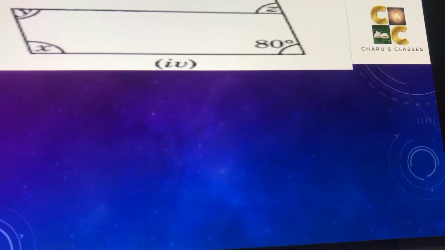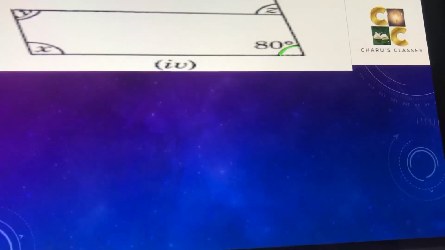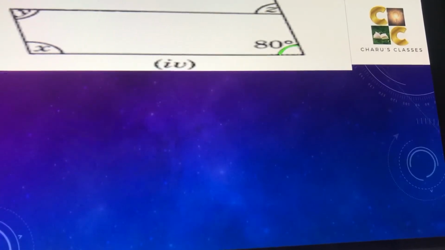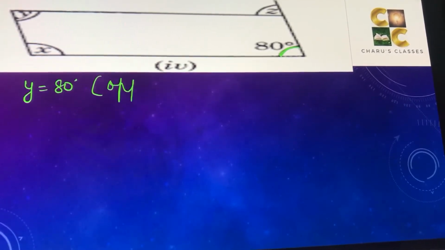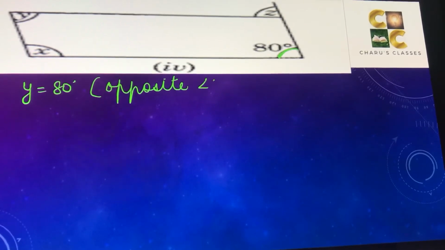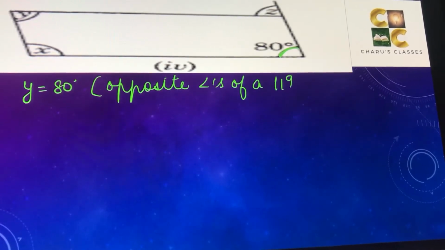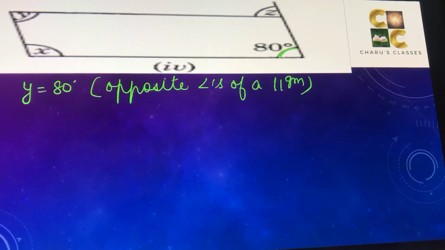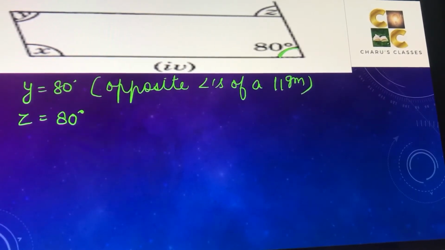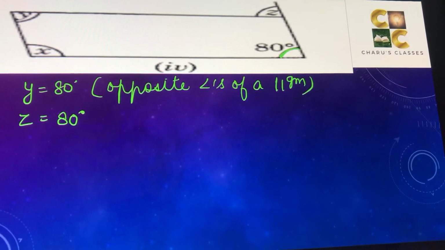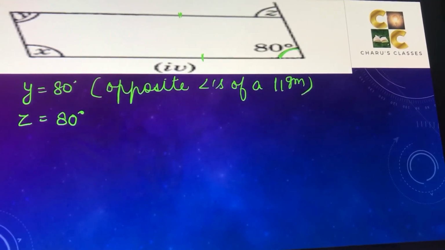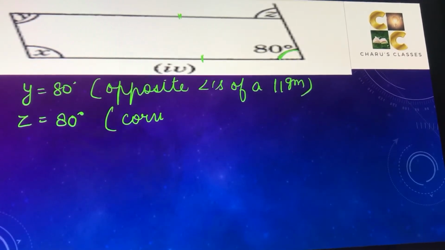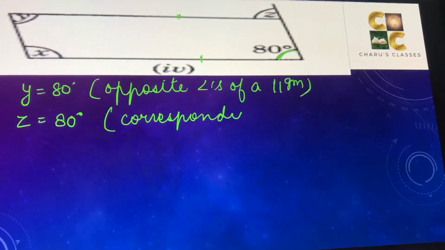Fourth part, in this one angle is given to us, this is 80 degrees, and the other angles they have asked. So y is equal to 80 degrees. Reason, because they are opposite angles of a parallelogram. Angle z will also be equal to 80 degrees as they are corresponding angles. This and this side are parallel, and therefore angle z and angle 80, they are corresponding angles and they will also be equal.